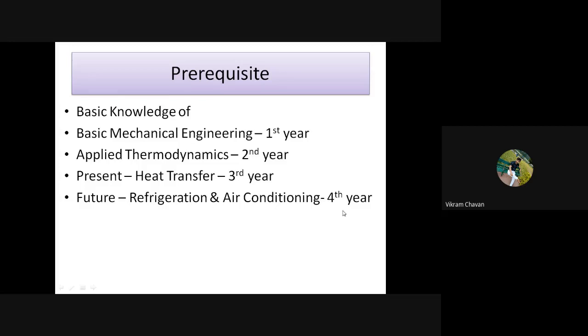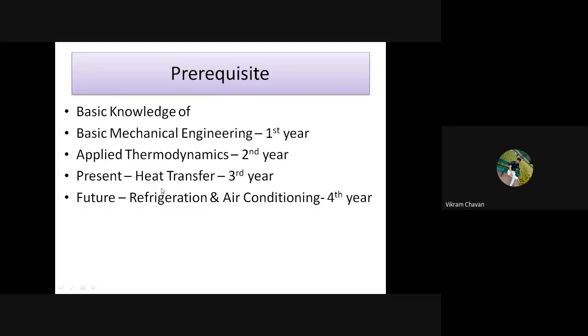So for that particular subject, the prerequisite will be the heat transfer subject. Okay, so to understand the concept of heat transfer, you should have the basic knowledge of basic mechanical engineering, then the basic knowledge of applied thermodynamics, and presently you are studying the heat transfer subject. And to understand the refrigeration and air conditioning concepts, you should have the basic knowledge of the heat transfer subject.